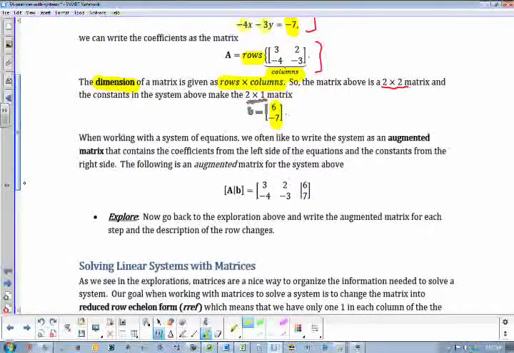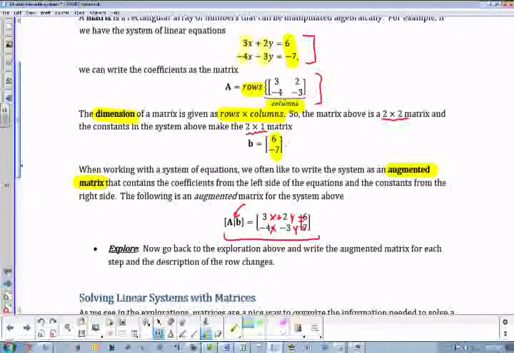Now when we're working with systems of equations, we want to use what's called an augmented matrix. An augmented matrix puts those two together and we get this. And this bar right here symbolizes where the equal sign goes, all right? So here we have 3, 2, and 6. That's really just representing 3x plus 2y equals 6. And negative 4x minus 3y equals 7. And that's just our system that we represented above.